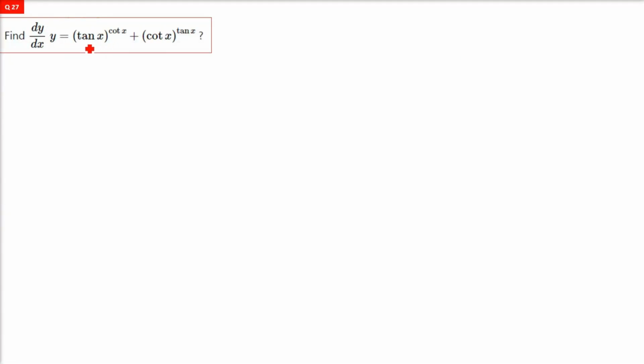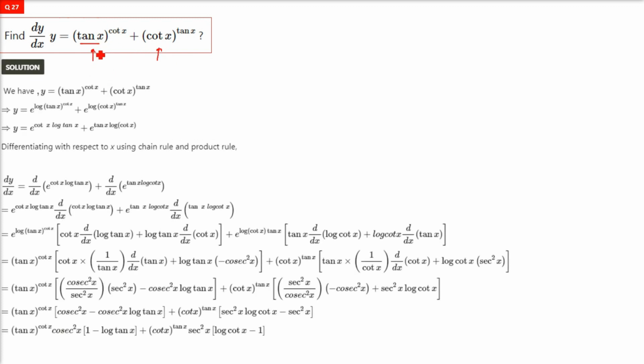Now if we have y equals (10x) to the power cot x plus (cot x) to the power 10x. Individually we know how to do this, we have already done it. So we will do it separately and then add it. The first way is to make one as u, second as v, find du by dx, dv by dx, then you can add them and equate it to dy by dx.